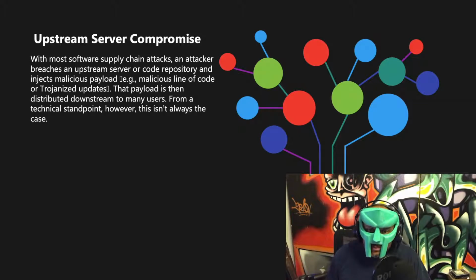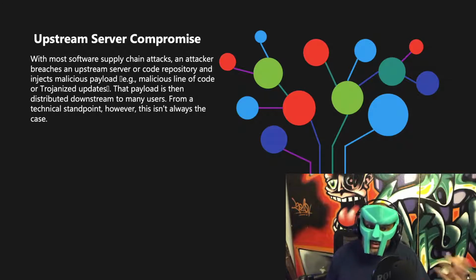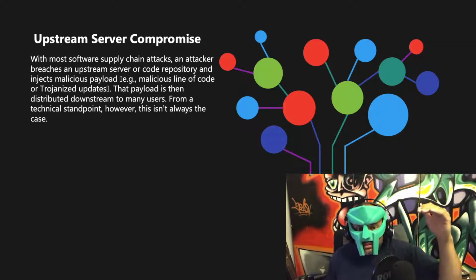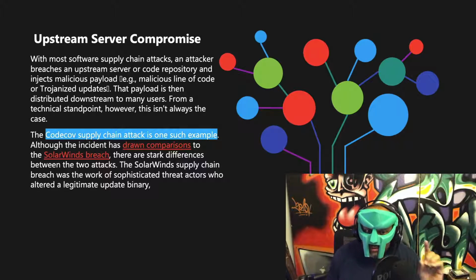We're going to start off with the upstream server compromise. With most software supply chain attacks, an attacker breaches an upstream server or code repository and injects malicious payload, like malicious lines of code or Trojanized updates. That payload is then distributed downstream to many users. From a technical standpoint, however, this isn't always the case. The Codecov supply chain attack is one such example.